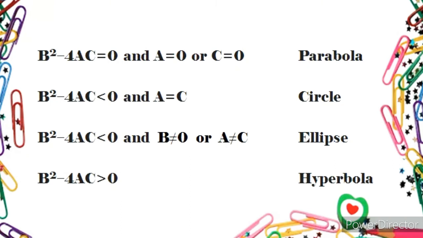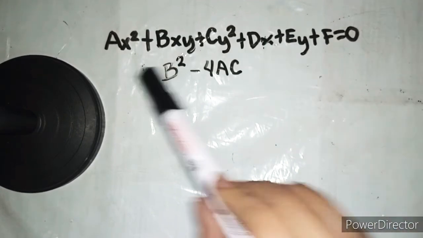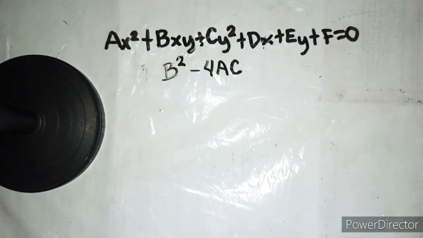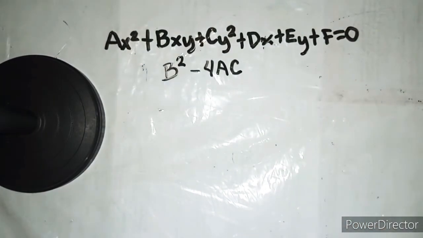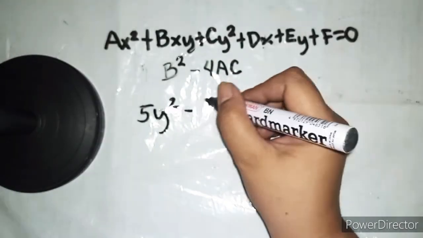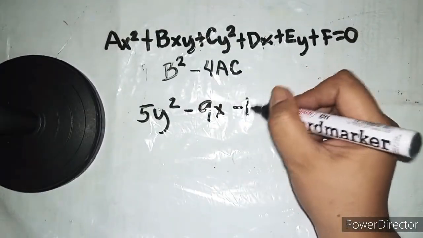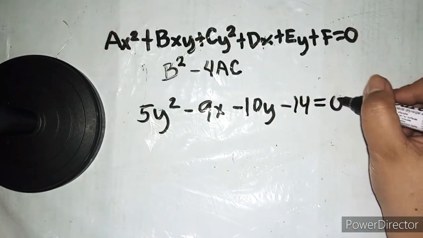Now, let's have an example. Example number 1. As you can see here on our board, we have the general standard equation, and this one is our discriminant. So we have 5y squared minus 9x minus 10y minus 14 is equal to 0.